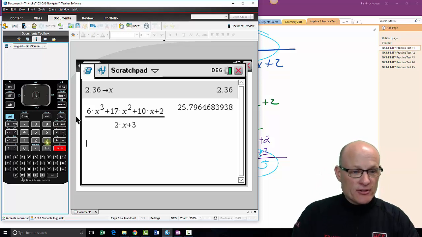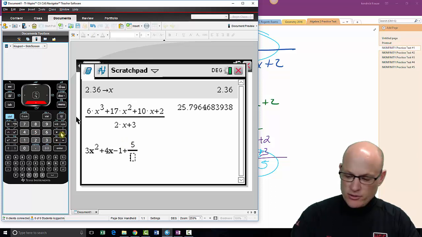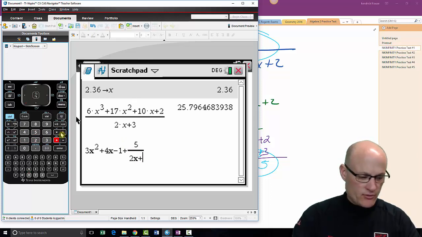Now I'm going to type in my answer. 3x squared plus 4x minus 1 plus, now we got to do control division again, 5 over 2x plus 3. I hope this turns out to be the same.